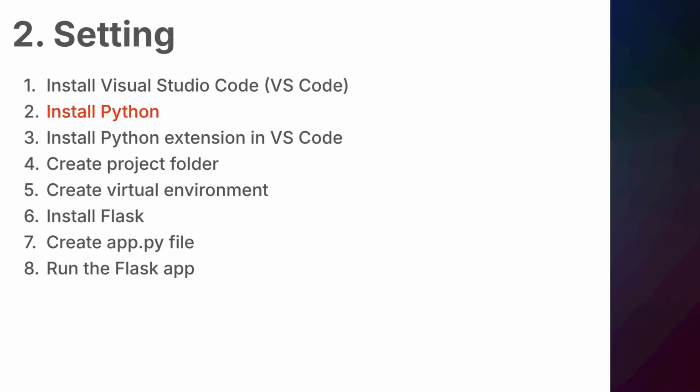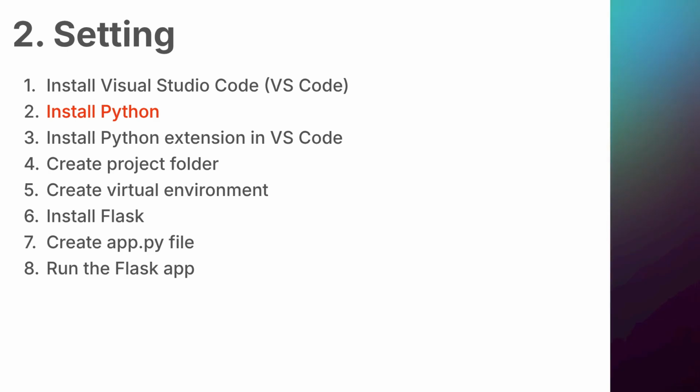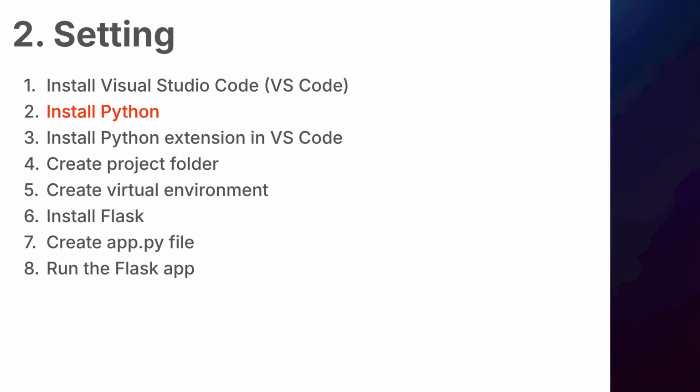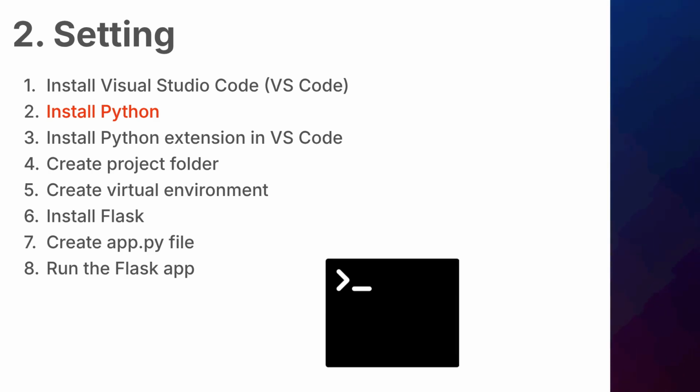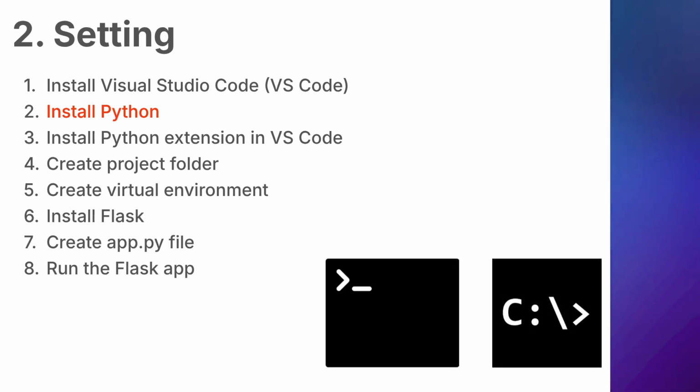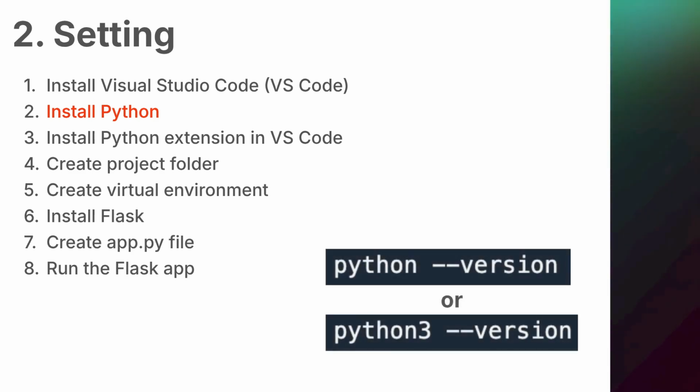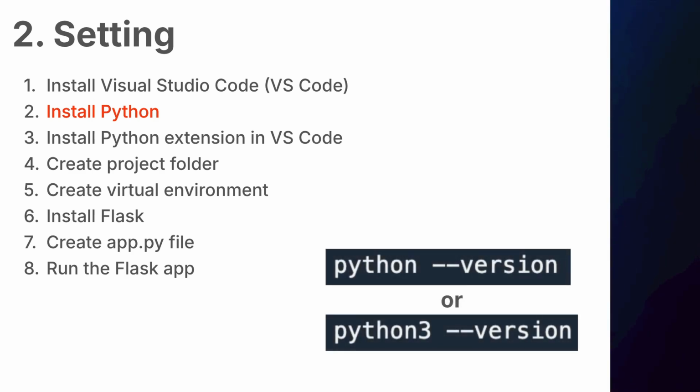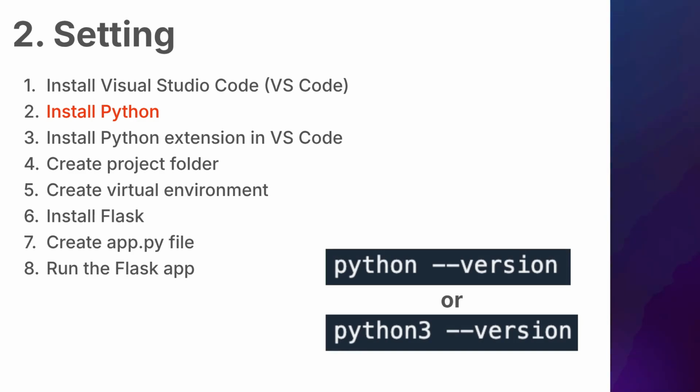Step 2. Install Python. Flask runs on Python, so you need Python on your computer first. To check if Python is installed, open your terminal for Mac and Linux or Command Prompt for Windows. And type this. If it shows Python version, you are fine. If not, you need to download Python first.